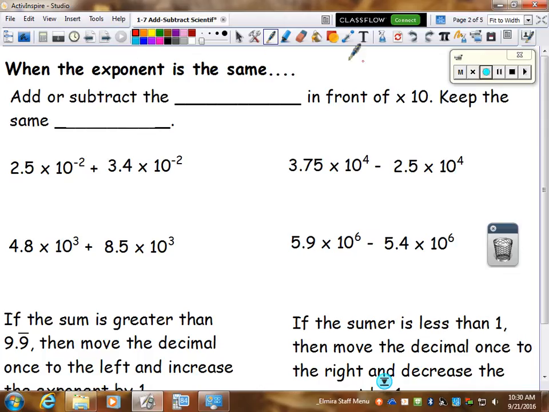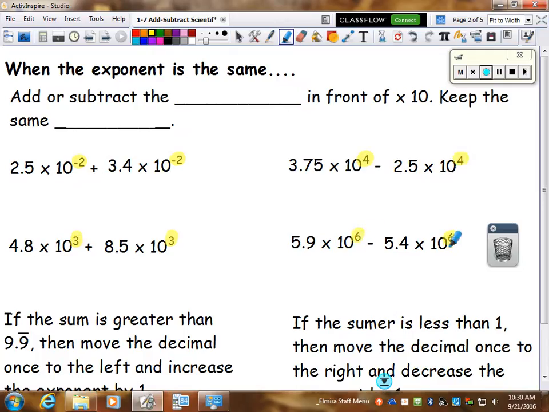Okay, so that's kind of the gist of today's lesson. Alright, so let's talk about the shortcut first. So if the exponents are the same, so if you take a look at these problems right here, that's a -2 and that's a -2. This is a 3, this is a 3. This is a 4, this is a 4. That's a 6, that's a 6.